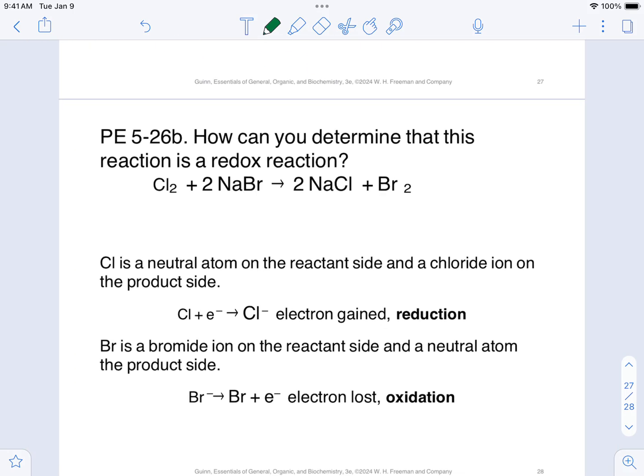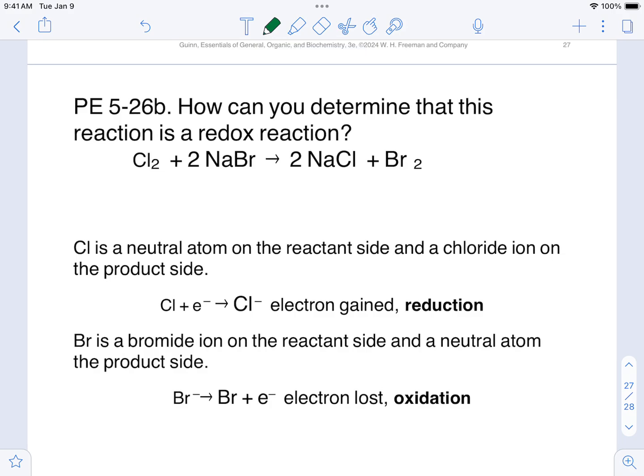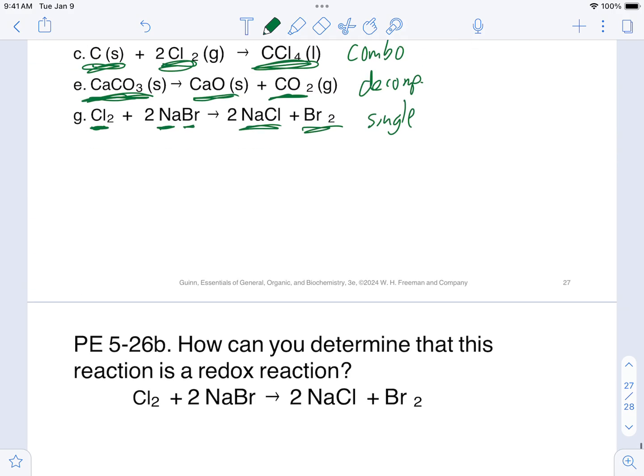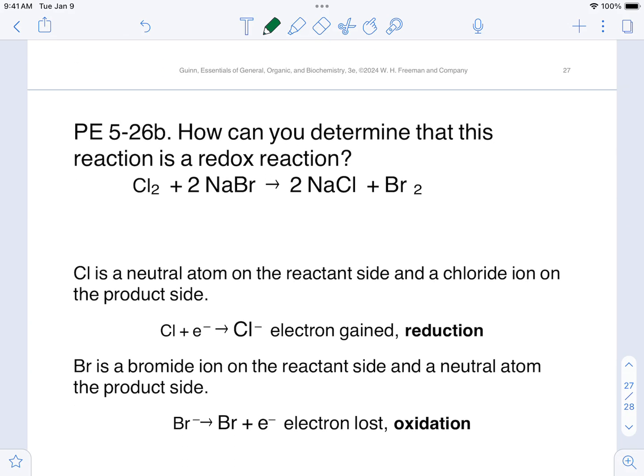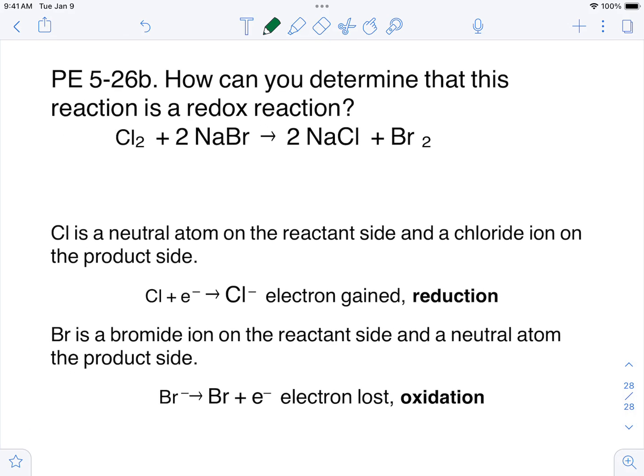And lastly, how do we know that this is a redox reaction? Now look at G. This is the same thing. So are you wrong in saying single? Not necessarily, but more specifically, why is this redox? Look what happens to Cl. It's starting by itself as a 0, and it's ending as a -1. So that gained electrons. That is reduction. Look at your Br. That started as a -1, and it went to a 0. So that lost a negative. That lost an electron. That is oxidation.